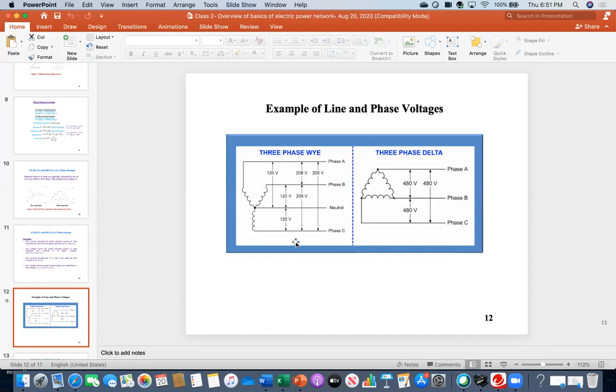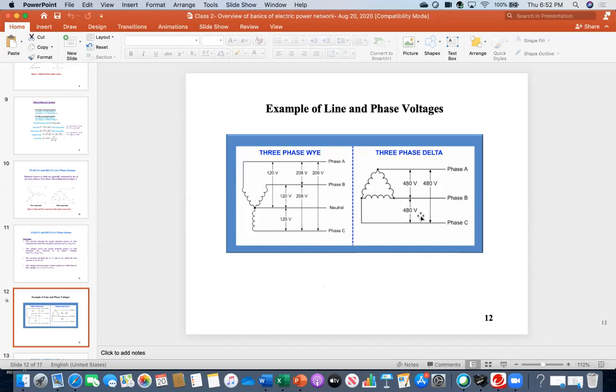So phase to neutral voltage is simply called the phase voltage. And when it is between two phases, VL is equal to root 3 times V phase. So line to line voltage is √3 times the phase voltage. Therefore, if you multiply 120 by √3, that will give you about 208 volt.